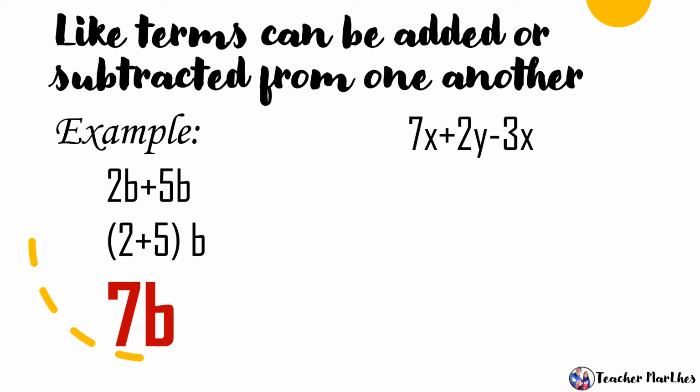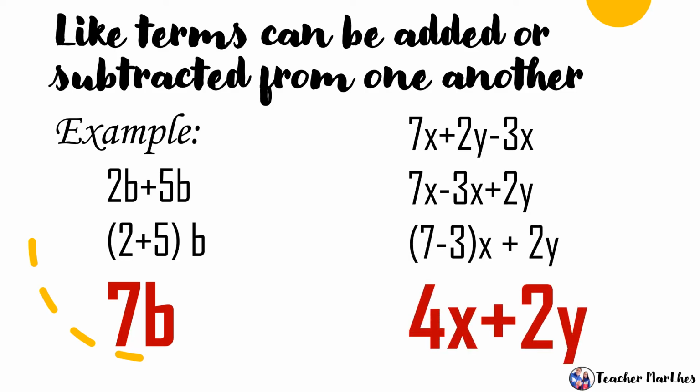In 7x plus 2y minus 3x, we need to combine 7x and 3x because they are like terms. So we have 7x minus 3x plus 2y. So 7 minus 3 is equal to 4. Copy the variable x and then we have 2y. So the answer is 4x plus 2y.